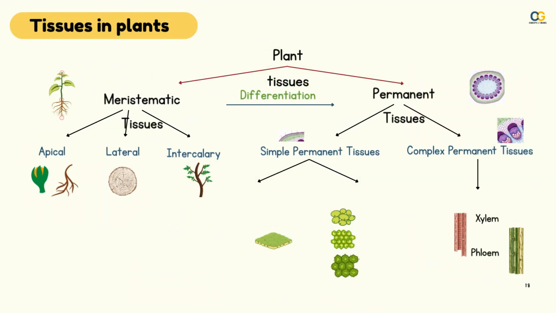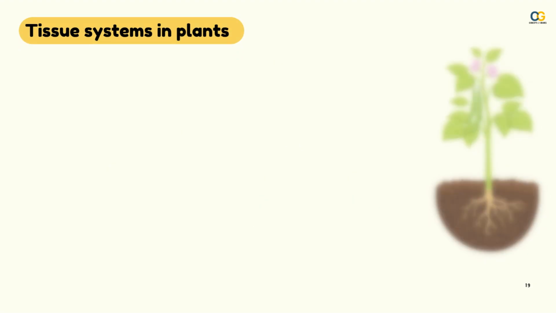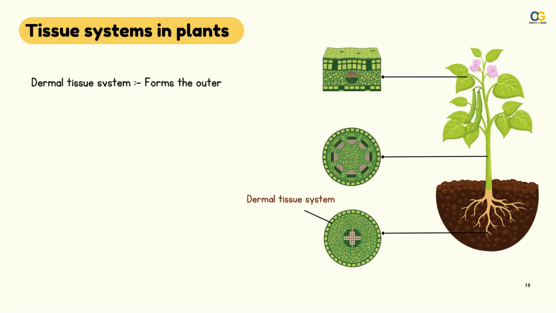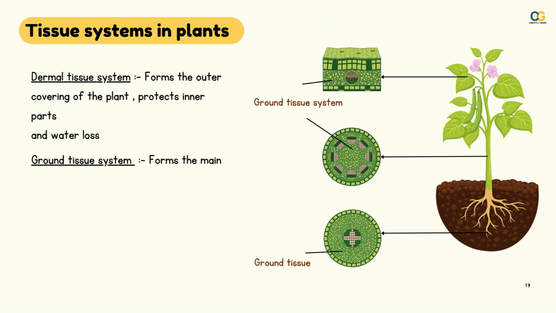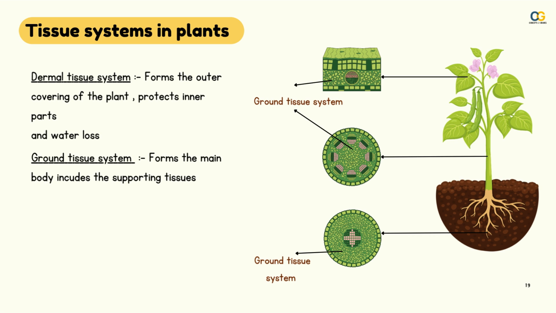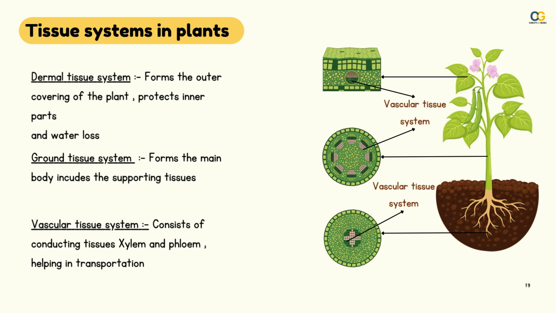This diagram here shows the different tissues that we have studied in plants, which form the different tissue systems in plants. So every plant has three tissue systems, starting with the dermal tissue system, which forms the outer covering of the plant and protects the inner plant from water loss. The ground tissue forms the main body that includes supporting tissues like parenchyma, sclerenchyma, and collenchyma that help in supporting the plant to stand up. The vascular tissue consists of tissues like xylem and phloem that help in transportation. This is basically the different tissue systems in plants.